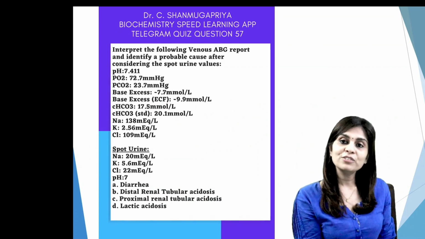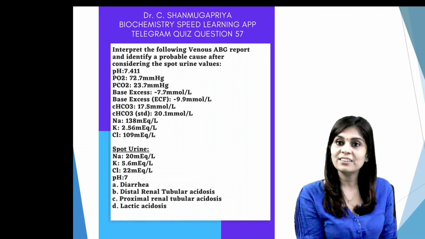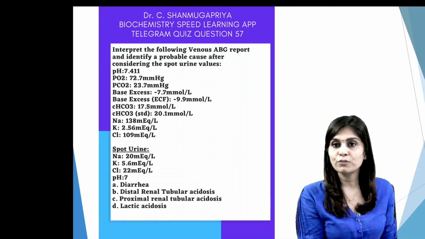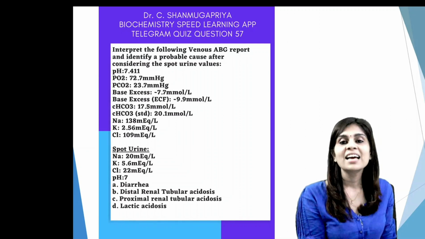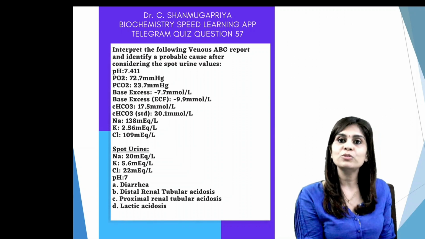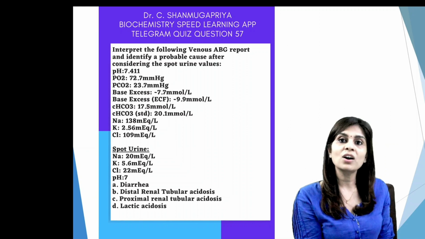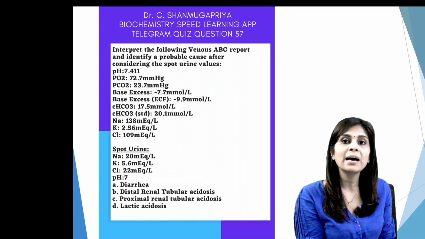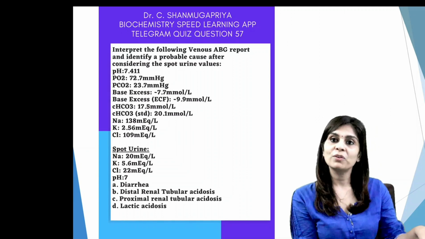The first objective is to tell you that venous blood gas analysis report values are sufficient enough to identify an acid-base disorder. Only when you're trying to assess oxygenation status of a person, you would need an arterial blood gas analysis report, not otherwise. And the second objective is to tell you that venous blood gas analysis report values and spot urine values are sufficient enough for us to identify the cause of an acid-base disorder, even mixed acid-base disorders, without a backup of clinical history. So let's start discussing the report that is provided here.